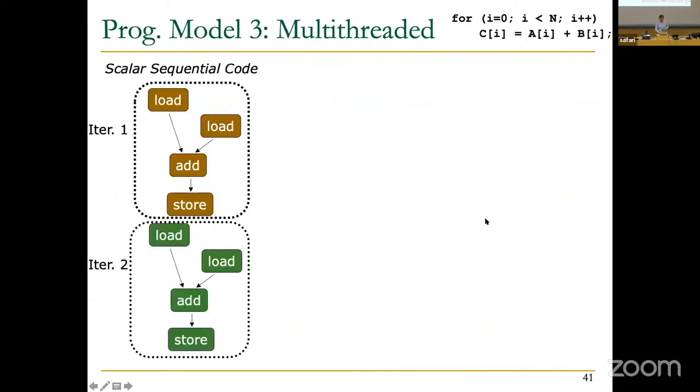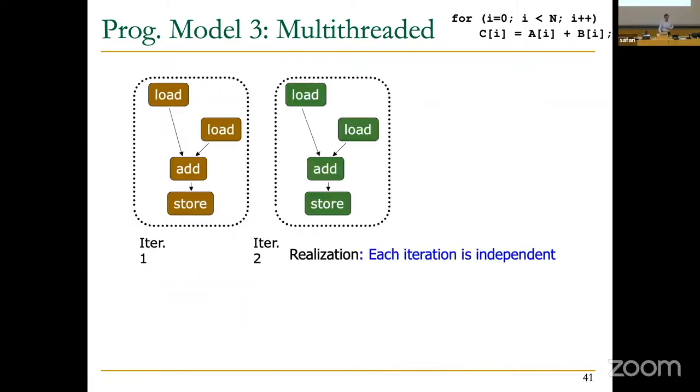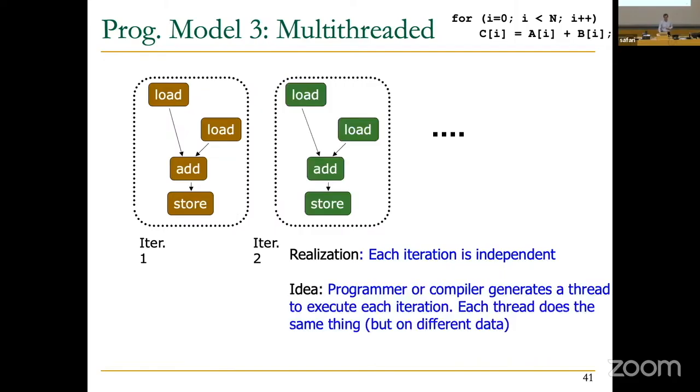Beautiful. Now, the same code, you can execute it as multi-threaded. Basically, each iteration is independent again. We're going to take advantage of that. And we're going to say different iterations are executed by different threads. Programmer or compiler generates a thread to execute each iteration. Each thread does the same thing in this particular case, but on different data.